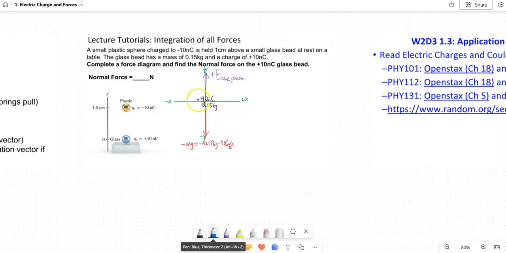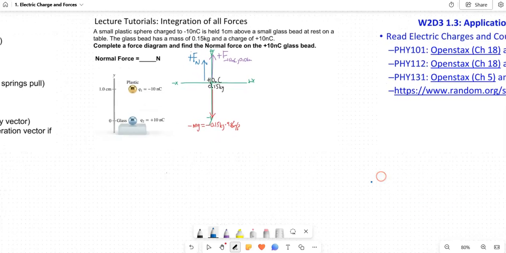So I'm just going to write another up arrow. The normal force is perpendicular to the surface, which is why they call it normal. Normal meaning perpendicular. So this is our force diagram. Now, we don't need to sum the forces in the x direction because there are no forces in the x direction. But we are going to sum the forces in the y direction.